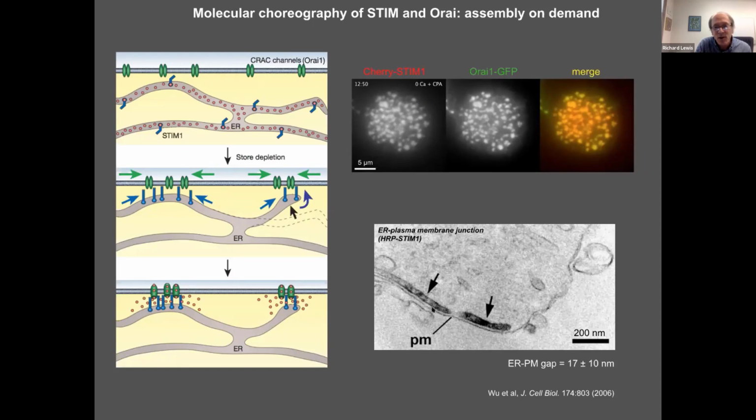Also, these junctions are important in that they create a restricted space in which calcium enters the cell before it can diffuse out to enter the bulk cytoplasm. And this may be important for achieving specificity and efficiency in activating some downstream effectors, such as the transcription factor NFAT.